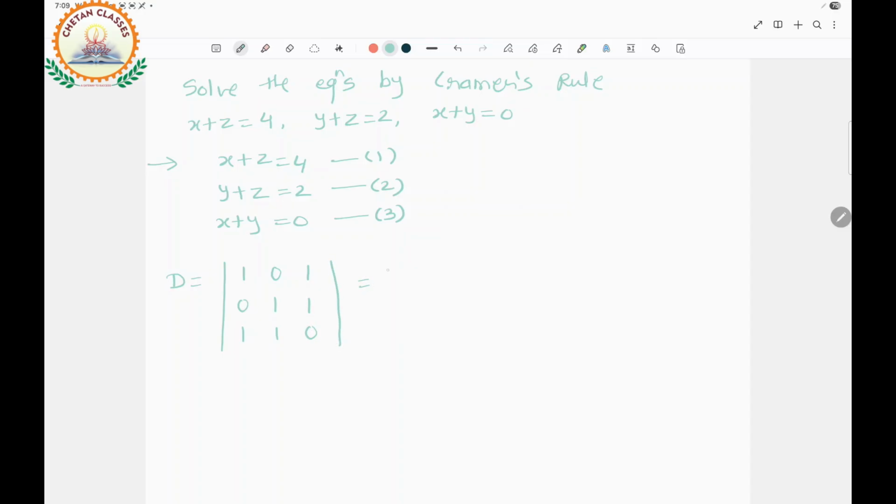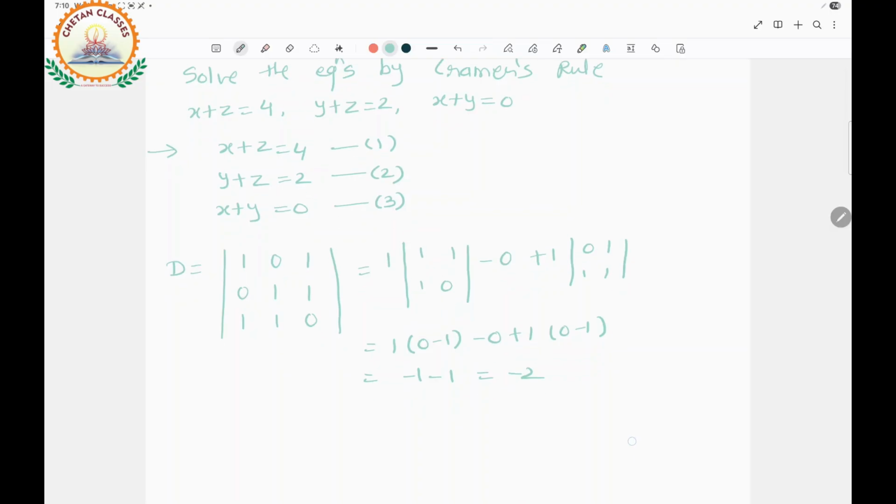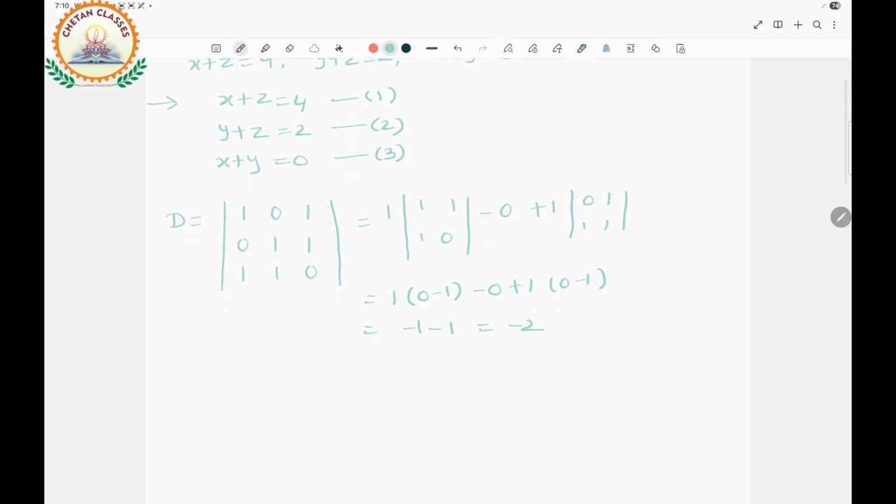Now solve this determinant. We know the formula how to find the determinant of order 3 cross 3. So 1 into determinant of 1, 1, 1, 0 minus 0 plus 1 into determinant of 0, 1, 1, 1 is equal to 1 into 0 minus 1 minus 0 plus 1 into 0 minus 1. So minus 1 minus 1 is equal to minus 2. So D is minus 2.